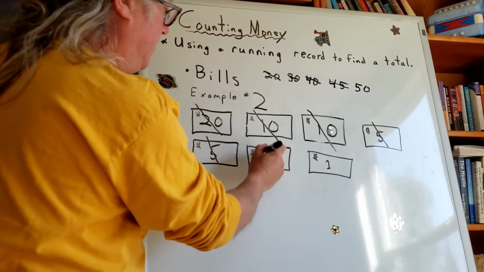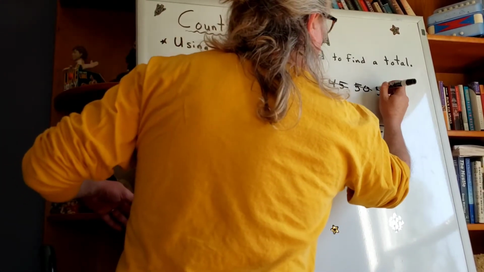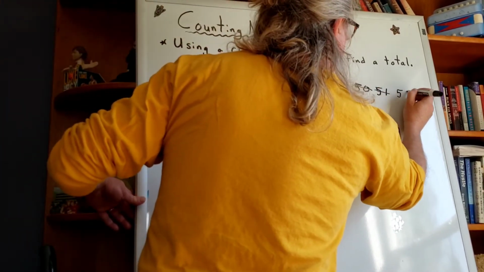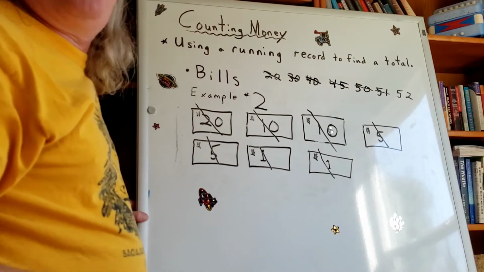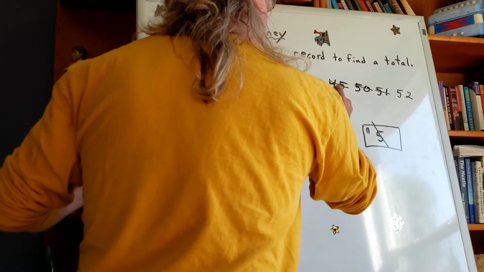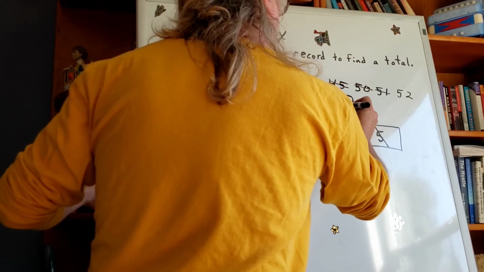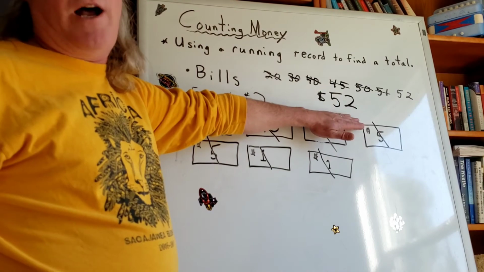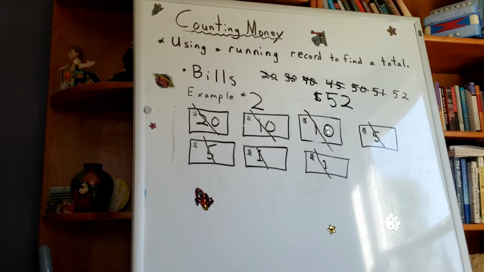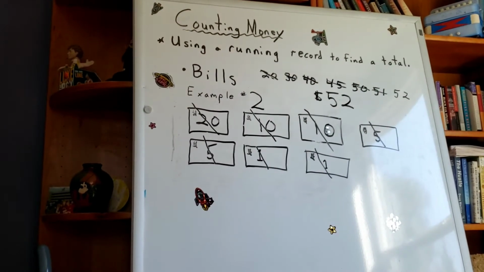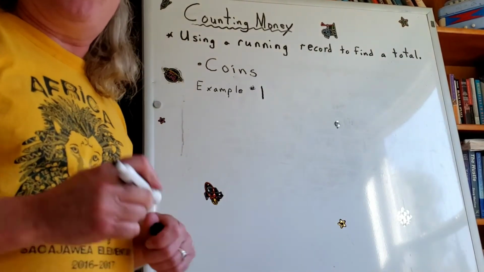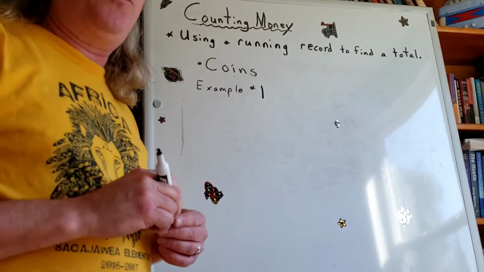Now a $1 bill. 51. And another $1 bill. 52. We're adding bills. We're talking about dollars. Our answer is $52. So that's how you'll add bills. You'll get a little bit of practice with that in your work this week.